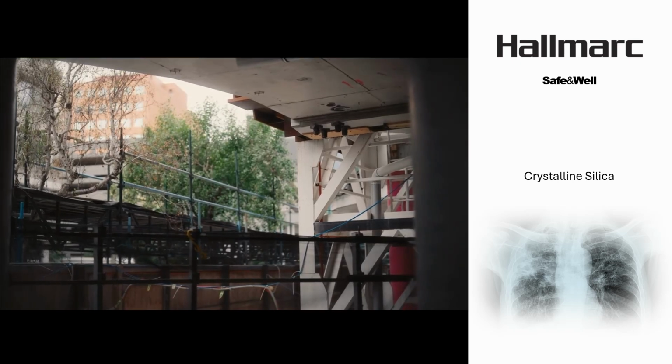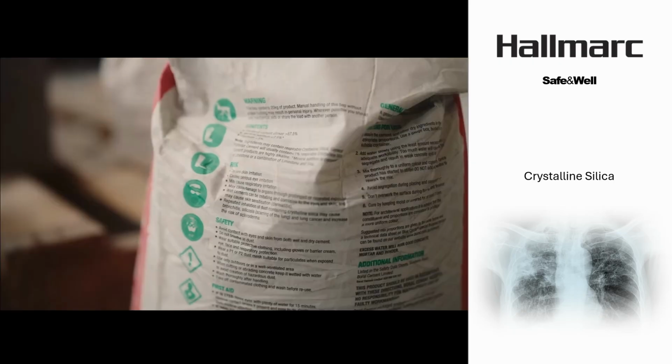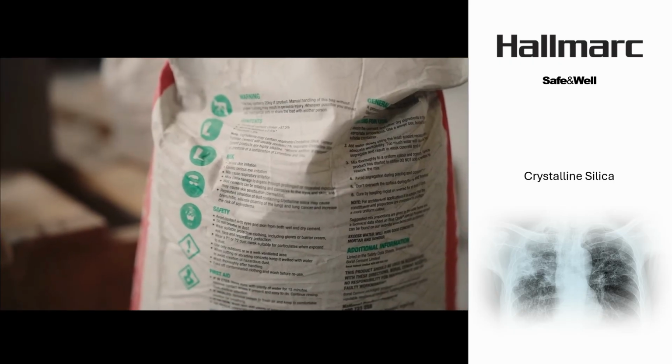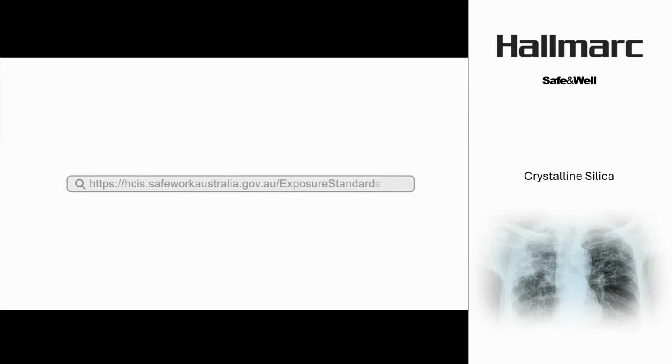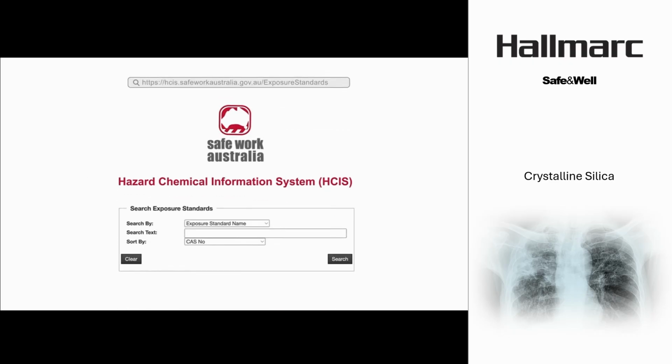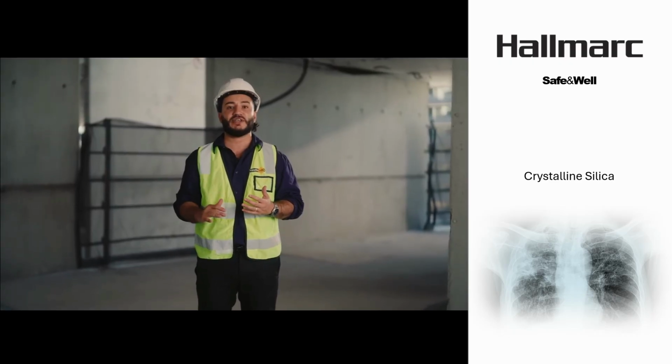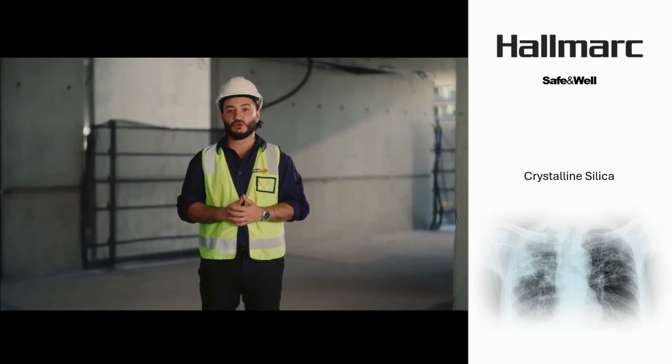Employers must ensure that their workers are not exposed to a concentration of a hazardous substance, such as respirable crystalline silica, above the relevant exposure standard. You can find exposure standards on the Safe Work Australia website. Exposure standards are generally set at the lowest airborne concentration that's unlikely to cause harm.